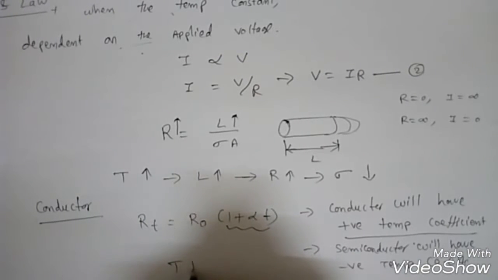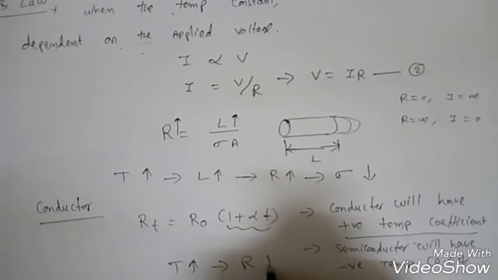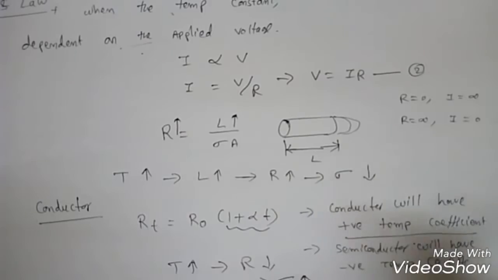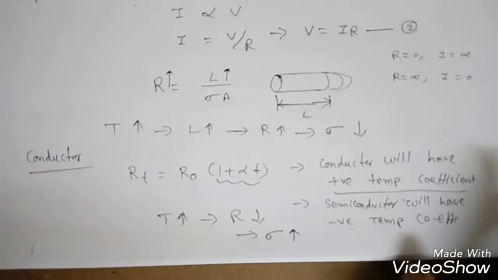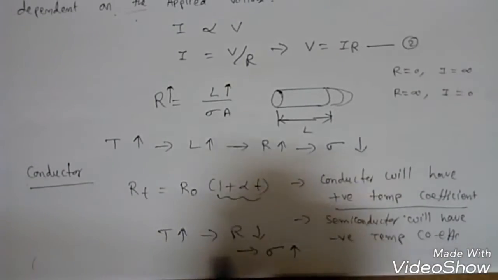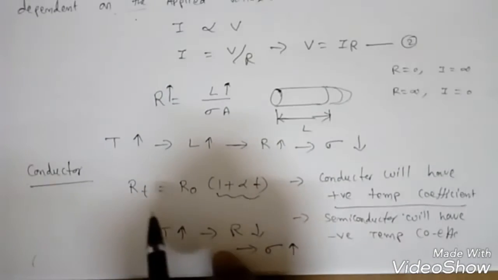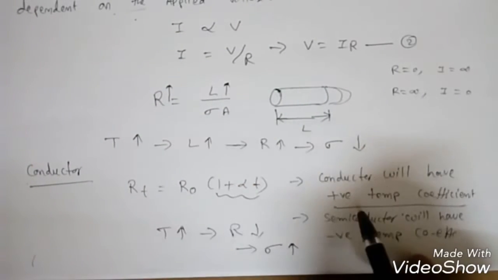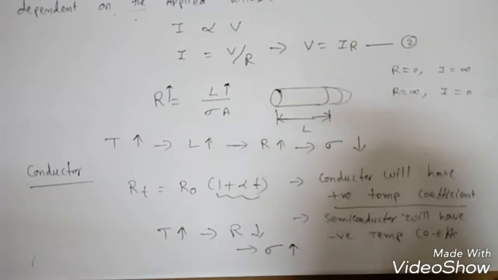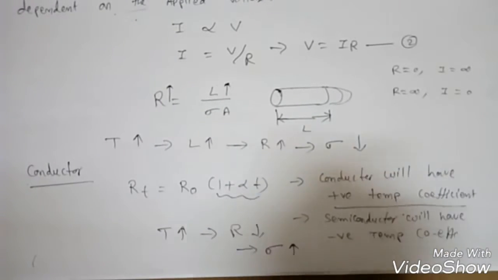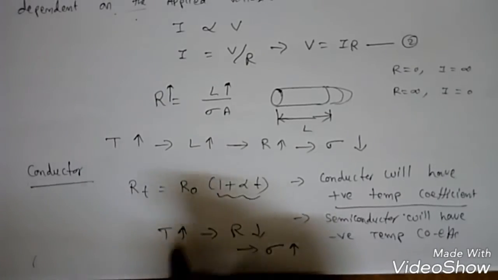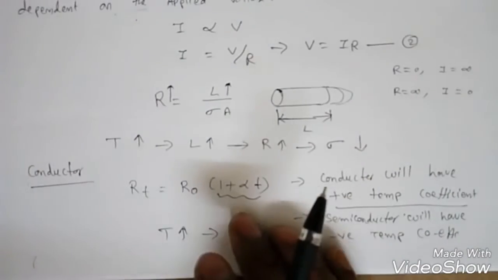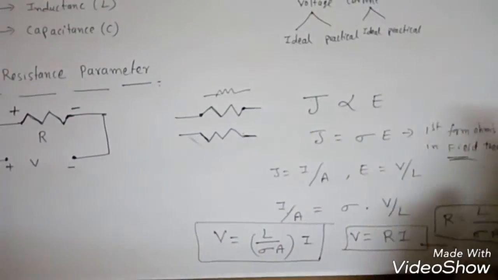That means if temperature is rising, the resistance will decrease, or we can say the conductivity will increase, right? That we will discuss in the EDC. But for the moment, you can remember, in conductors the resistance will increase with respect to temperature, or conductivity will decrease. Opposite in semiconductors, right? So this is about Ohm's law and the resistance, right?